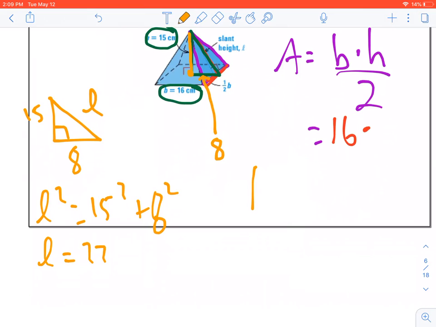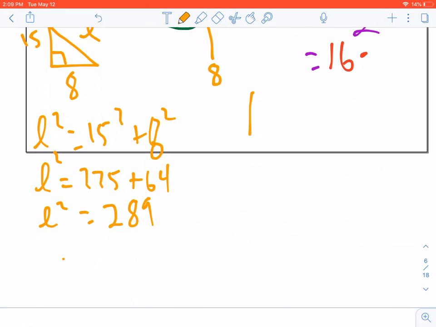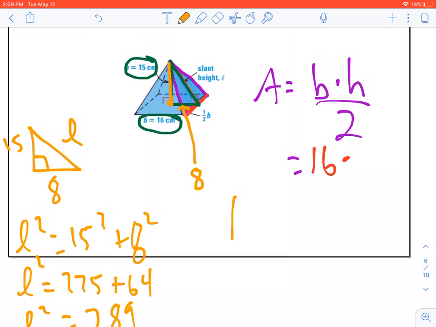15 squared is 225. 8 squared, 64. Add them together. I have L squared to equal 289. And then we take the square root, and we get L to be 17. So that is that slant height, which is the height of my triangle that they were asking about.